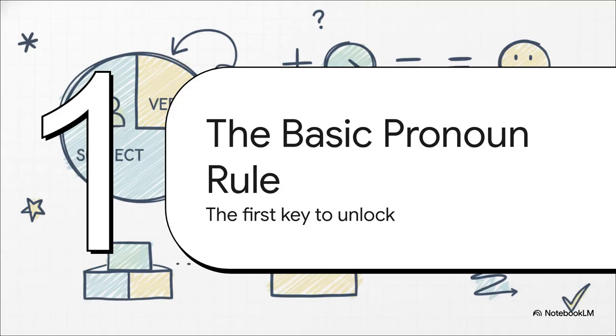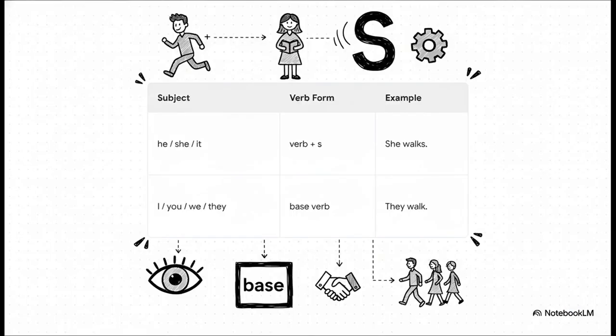Okay, so the very first key to unlocking this puzzle is all about pronouns. You know, words like he, she, I, and they. This is the foundation for everything else. So here's the deal. It's actually pretty simple. For subjects like he, she, or it, the verb needs that S at the end. Think she walks, he plays, it works. But for the other group, I, you, we, or they, we just use the plain base form of the verb. I walk, they play, we work. No S needed. Simple as that.